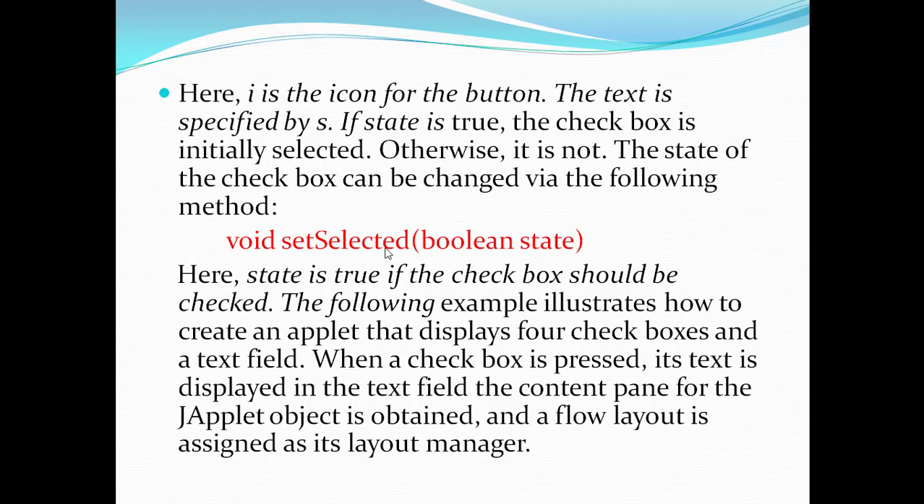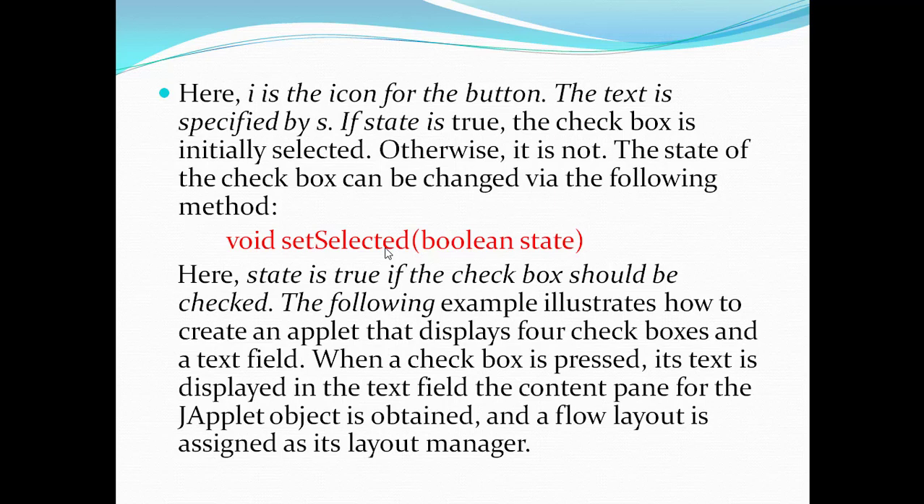Here I is the icon for the button. The text is specified by s. If state is true, the checkbox is initially selected, otherwise it is not. The state of the checkbox can be changed via the following method: void setSelected(boolean state). Here state is true if the checkbox should be checked.